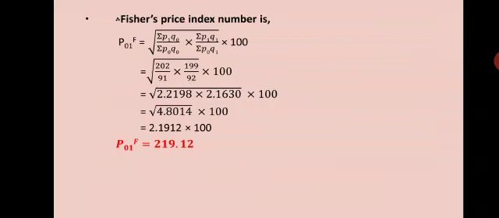Simplify further, you will get square root of 202 divided by 91, you will get 2.2198 into 199 divided by 92, you will get 2.1630 into 100. Then multiply the square root quantities, you will get square root of 4.8014 into 100. Then take the square root, you will get 2.1912 into 100. Therefore, the Fisher's price index number is 219.12.